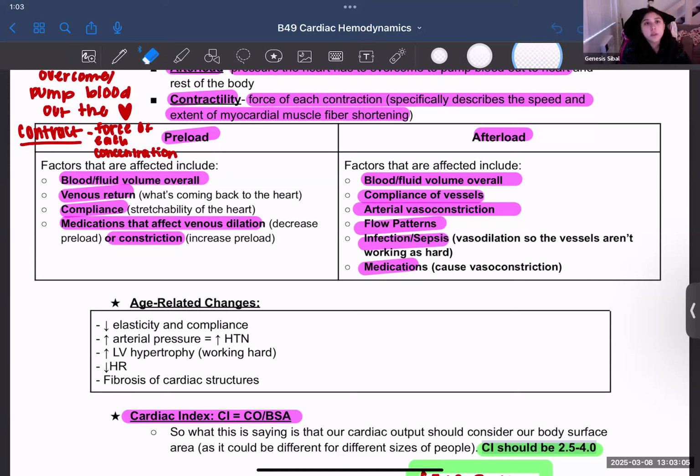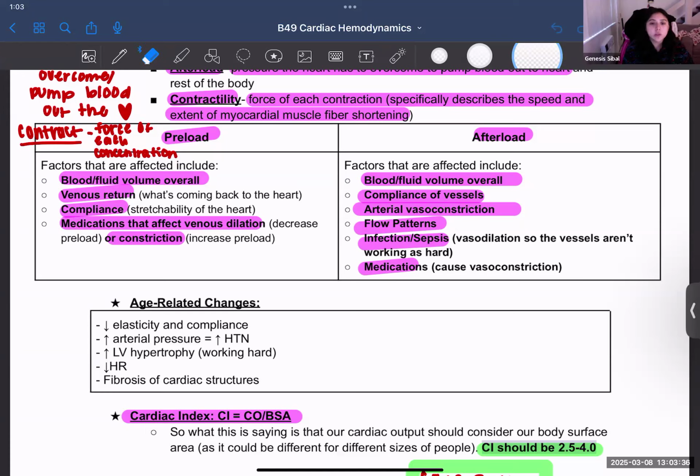Because it could also be the case where it's not necessarily a fluid volume issue. Maybe something's happening in your venous system, something's happening with your vessels, and blood is not being returned to the heart. In terms of compliance, that stretchability we talked about, if it's not super stretchy or if it's too stretchy, you can have too much volume or too little volume, right? In terms of medications that affect venous dilation, it can decrease preload, or it can cause constriction, so you can increase preload through that.